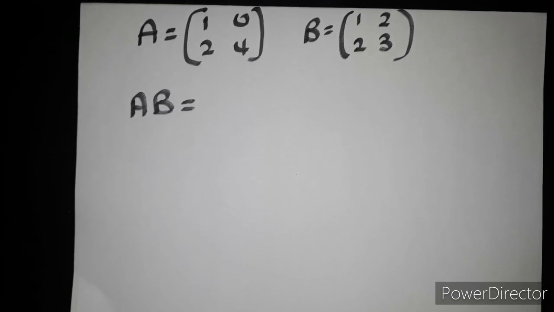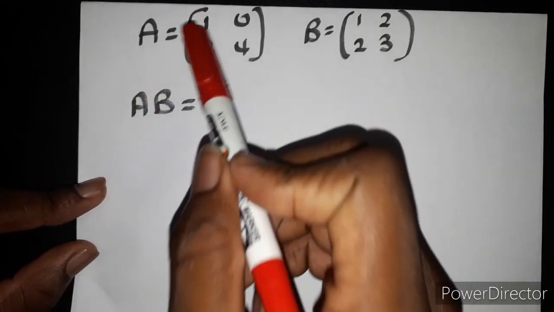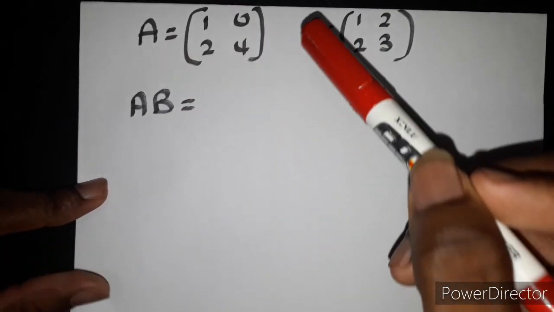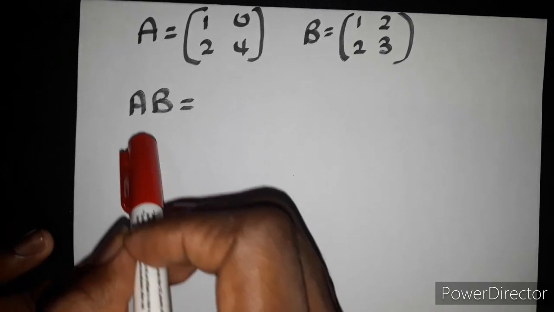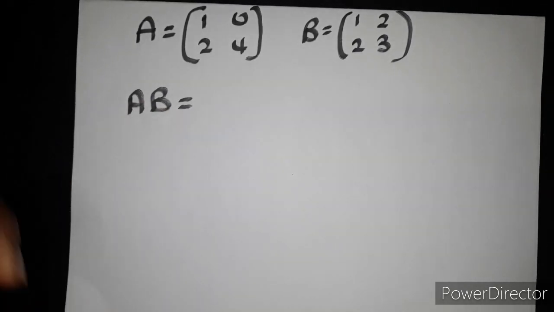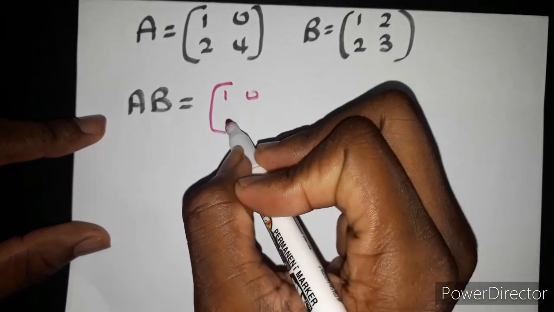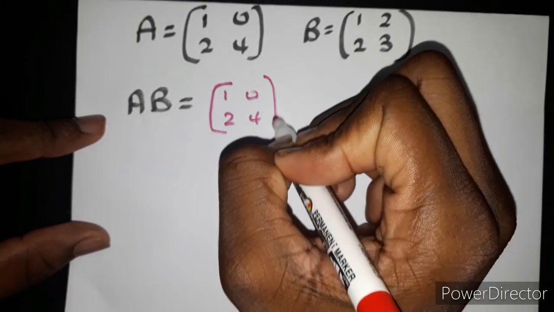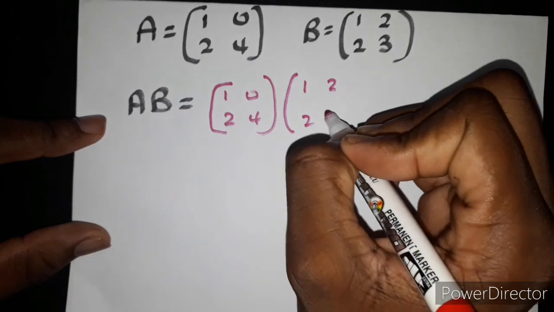Alright, so we have the third and final example, which is multiplying a matrix by a matrix. Now it says the matrix A is equal to 1, 0, 2, 4. The matrix B is equal to 1, 3, 2, 3. I want to find AB. Now this AB means A times B, right? Matrix A times matrix B. Now for this, let's firstly write back the matrix. It's going to be 1, 0, 2, 4 multiplied by 1, 2, 2, 3.